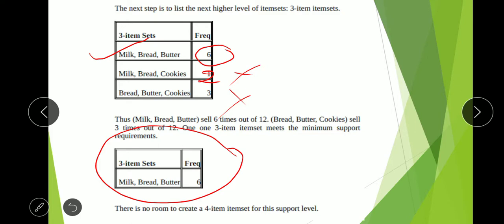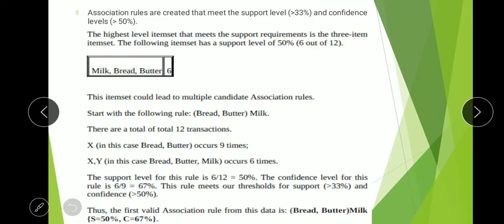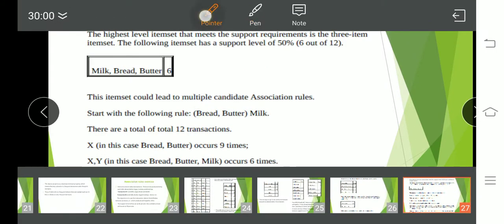Now can we have 4 item sets? No, because we are left with only 3 items and only 1 transaction. So we cannot produce or generate 4 item sets here. Okay, let us start generating the rules based on this 3 item set. There is no room to create 4 item sets for this support level. Therefore, the highest level of item set is 3 item sets. Now let us generate association rules for this.